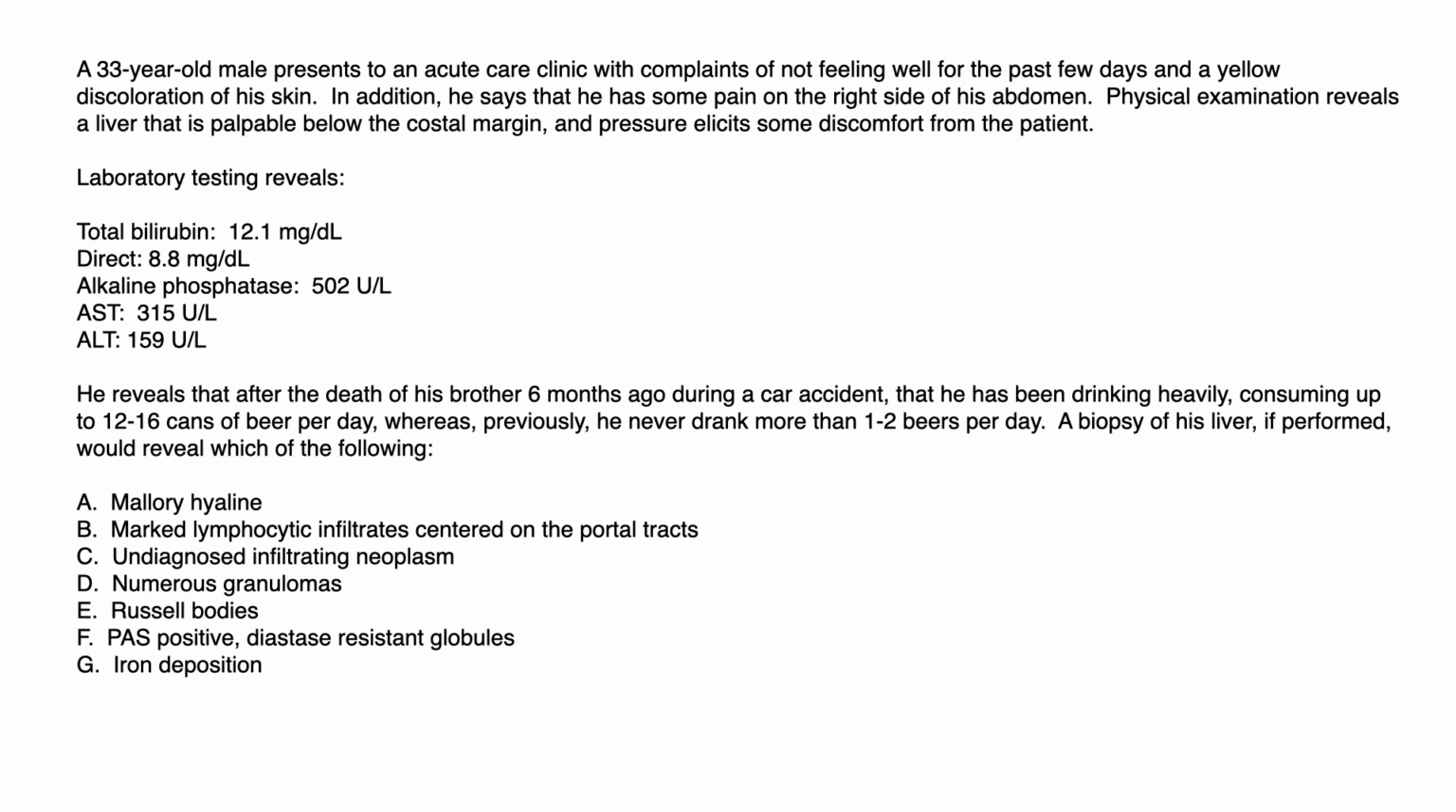Okay, a 33-year-old male presents to an acute care clinic with complaints of not feeling well for the past few days and a yellow discoloration of his skin. So he's jaundiced. In addition, he says that he has some pain on the right side of the abdomen. So right upper quadrant pain would go along with hepatitis. Physical examination reveals a liver that is palpable below the costal margin, and pressure elicits some discomfort for the patient. He has an elevated total bilirubin, elevated direct bilirubin, elevated alk phos, elevated AST, and elevated ALT.